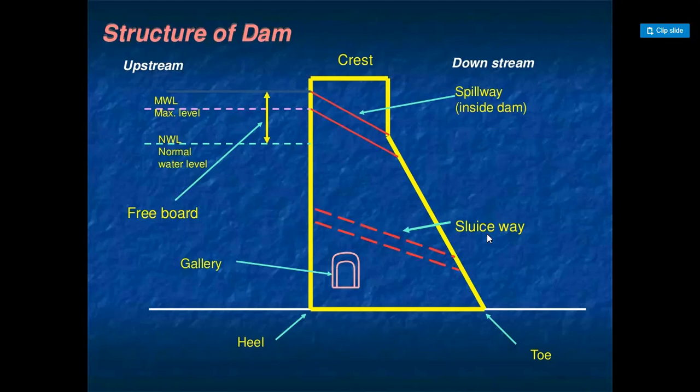Cut-off wall. This is a wall-like underground concrete structure in the hill portion. It is in continuity with the dam and is intended to prevent leakage and uplift pressure or under thrust under the foundation.